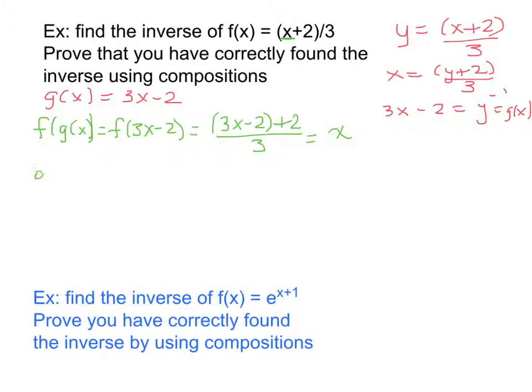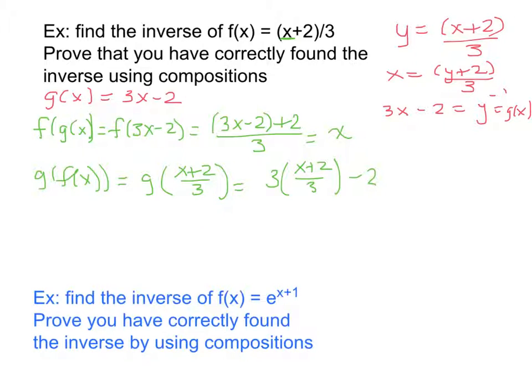I'm going to try it in the other direction, g of f of x. So this time I'm going to start with the g function and put my f function, x plus 2 divided by 3, wherever I have x in my g. So 3 times x plus 2 divided by 3 minus 2. Well, those 3's I can factor out, and I'm left with x plus 2 minus 2, which turns into just x. And so these are correctly inverses of each other because composition in both directions worked.